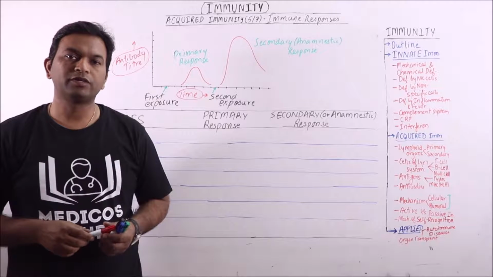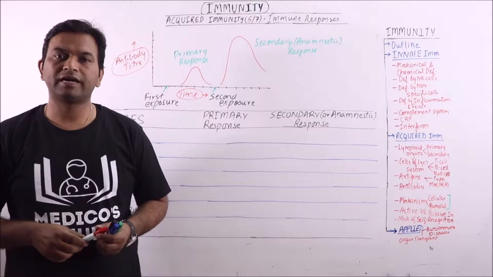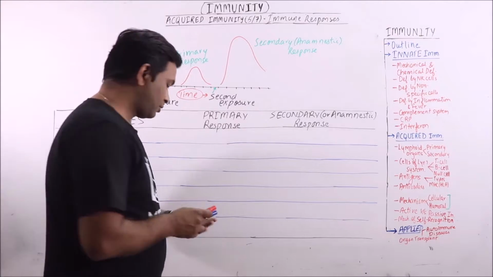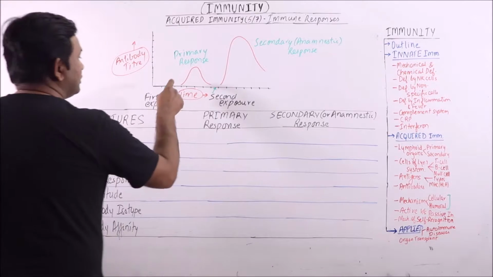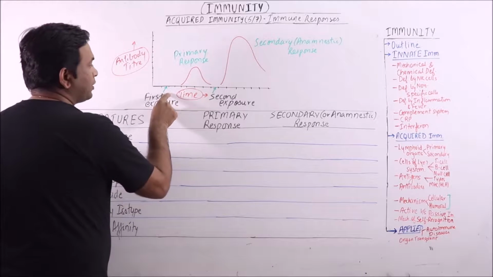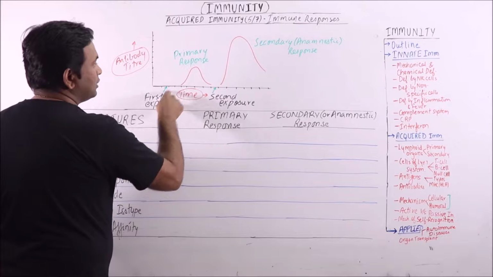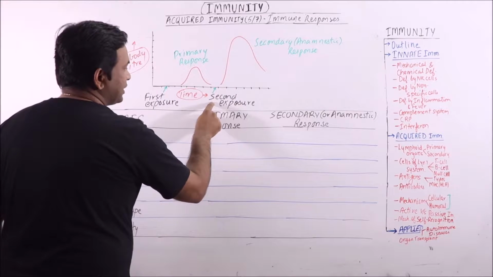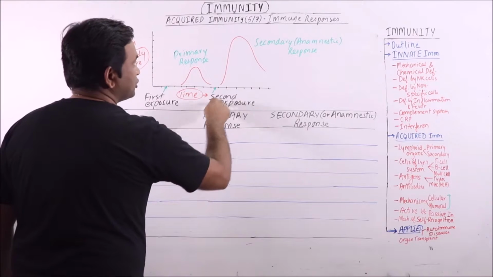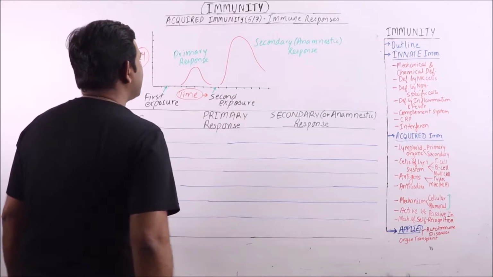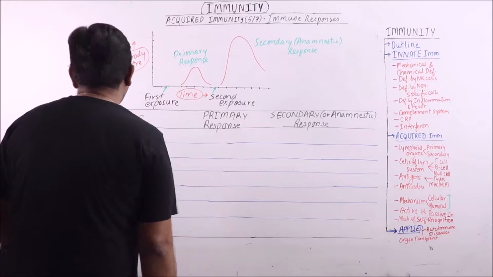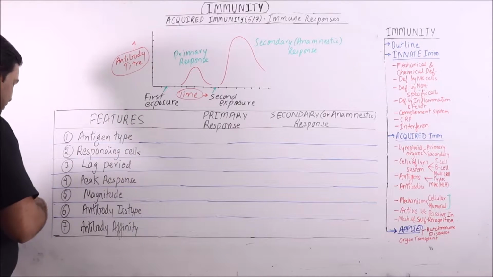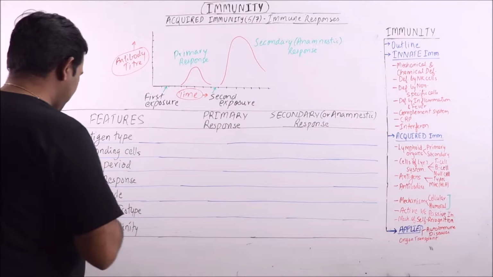In this video, I am going to discuss the differences between the primary and secondary response. Here, this is the first exposure of a particular antigen to the immune system and the first response is primary response. Then on subsequent exposure, the secondary response is produced, which is also known as anamnestic response, which gives a higher peak. So we'll compare the primary and secondary response.